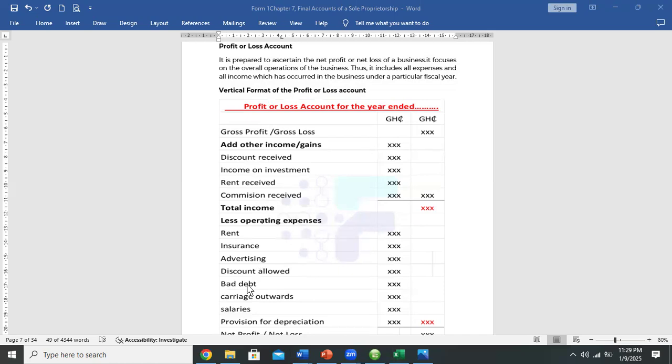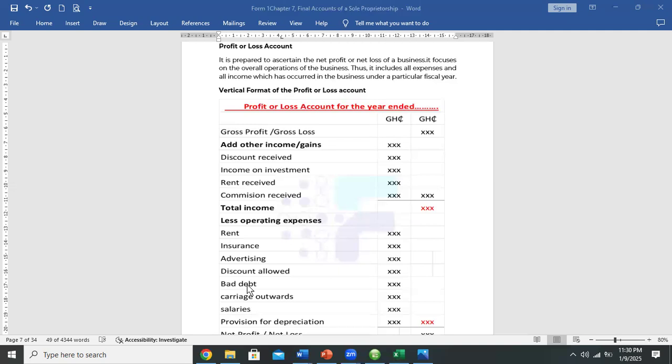Bad debt. Let me explain this bad debt. Bad debt means your debtors cannot settle because of one or two reasons. For example, if Aseye owes me 10 cedis, then I will see Aseye as a debtor. If Aseye cannot pay the 10 cedis, then I would have to write in my books that that debt is bad. So bad debt simply means a debt that cannot be collected or is irredeemable. You can't redeem it.